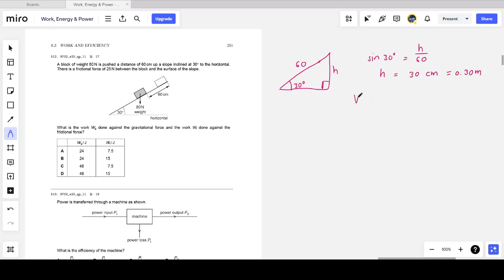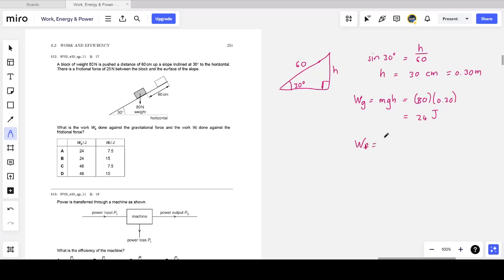So the work done against gravity is the gain in gravitational potential energy, mgh, which is the weight of the block, mg, which is 80, times its gain in height, 0.3 meters. And so this is 24 joules. So it gains a gravitational potential energy of 24 joules. That's the work done against gravity. That's the work done raising the object vertically.